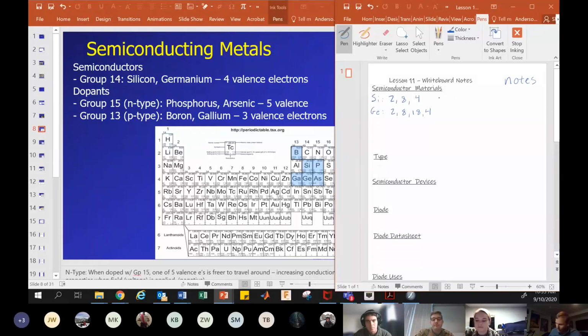Okay, so these are the electron bands of those materials. You guys, you probably thought you were done with chemistry, right? I'm sorry. This is the last day we'll talk about chemistry. Okay, so silicon and germanium are group 14.